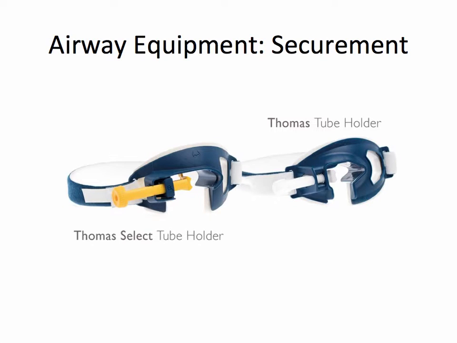You will need equipment to secure the endotracheal tube once it's been placed. There are several methods available for securing an airway. The availability of equipment will vary with institutions. Simply taping the airway in place is common.